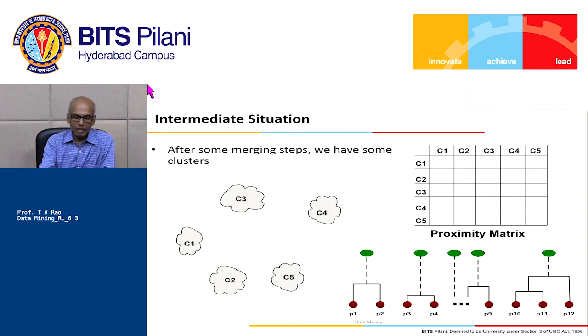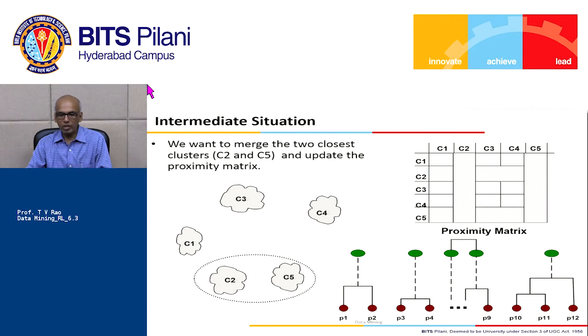And here we realize that 2 and 5 are very close. Then what needs to be done? We need to combine them, and then recalculate the matrix by removing these values as they existed in the previous step. So we need to recompute the proximity matrix. Then we will have 4 clusters, and a 4 by 4 matrix that is going to represent the proximity.